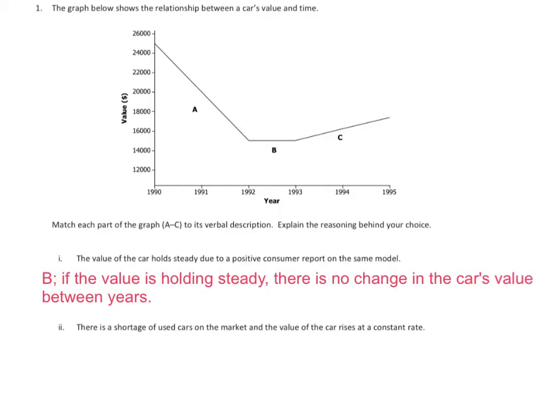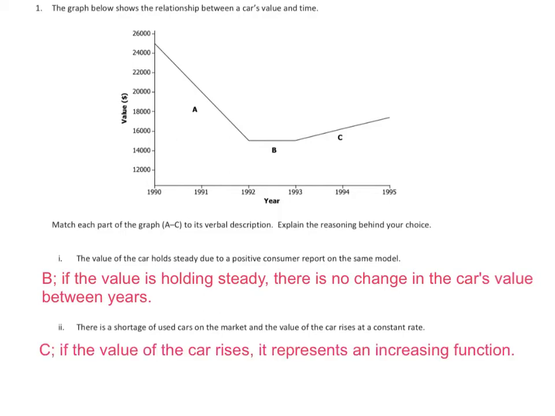Part 2. There is a shortage of used cars on the market and the value of the car rises at a constant rate. The part of the graph which represents that there is a shortage of used cars on the market and the value of the car is rising at a constant rate is part C. If the value of the car rises, it represents an increasing function.